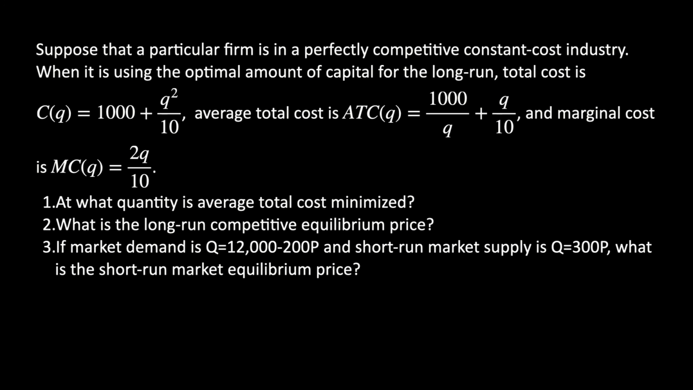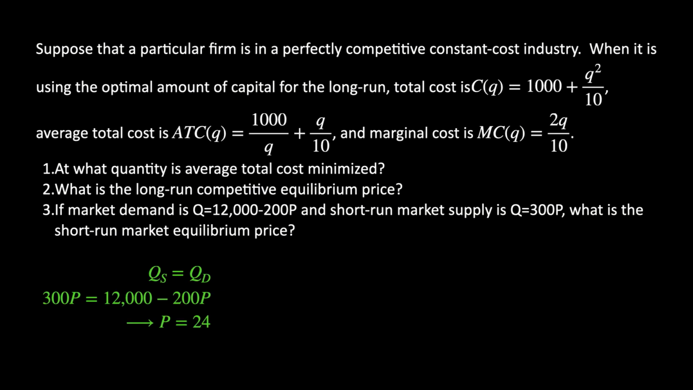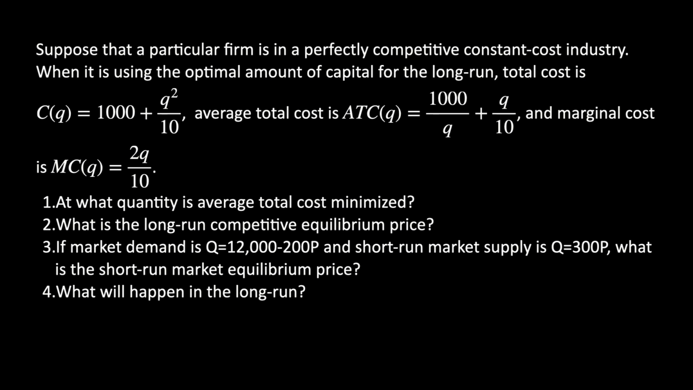If the demand is Q equals 12,000 minus 200p, and the short-run market supply is Q equals 300p, what is the short-run market equilibrium price? Setting quantity supplied equal to quantity demanded and solving, we get a market price of $24. What will happen in the long run? Since the short-run market price of $24 is greater than the long-run competitive equilibrium price of $20, we know that individual firms are earning a positive economic profit.